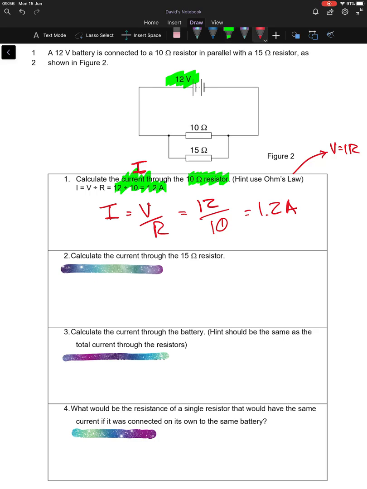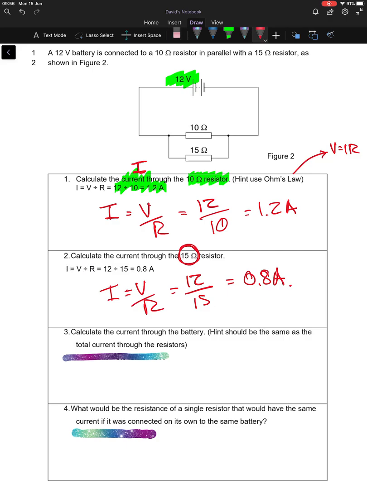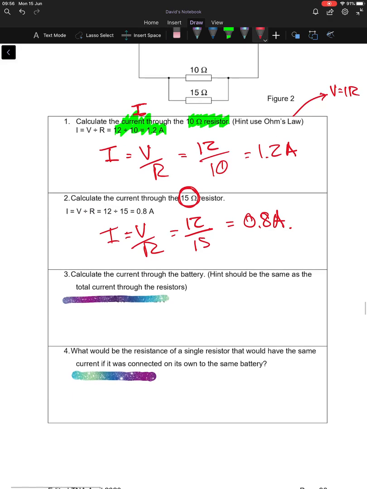Calculate the current through a 15 ohm resistor. So, same idea. I equals V divided by R. What is our V? 12 stays the same. What is our R? In this case, it's 15 now. Divide it, should be 0.8 amps.